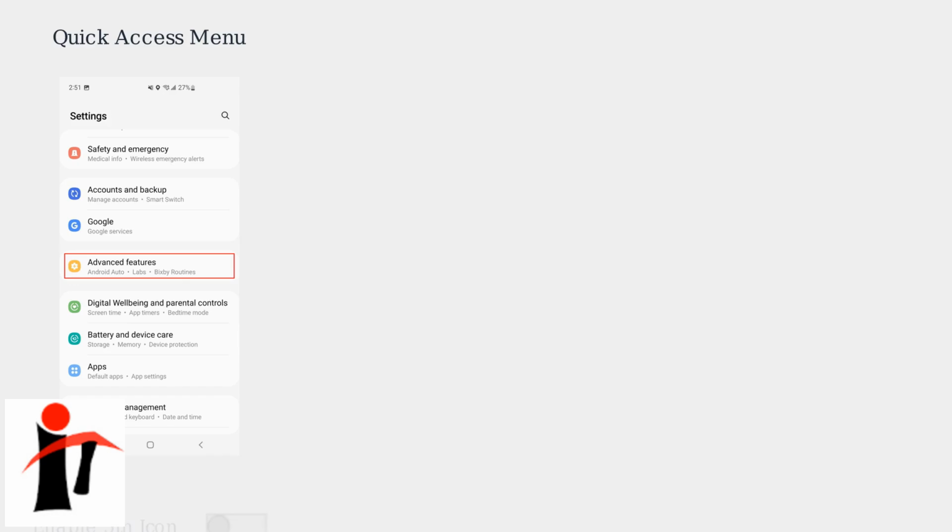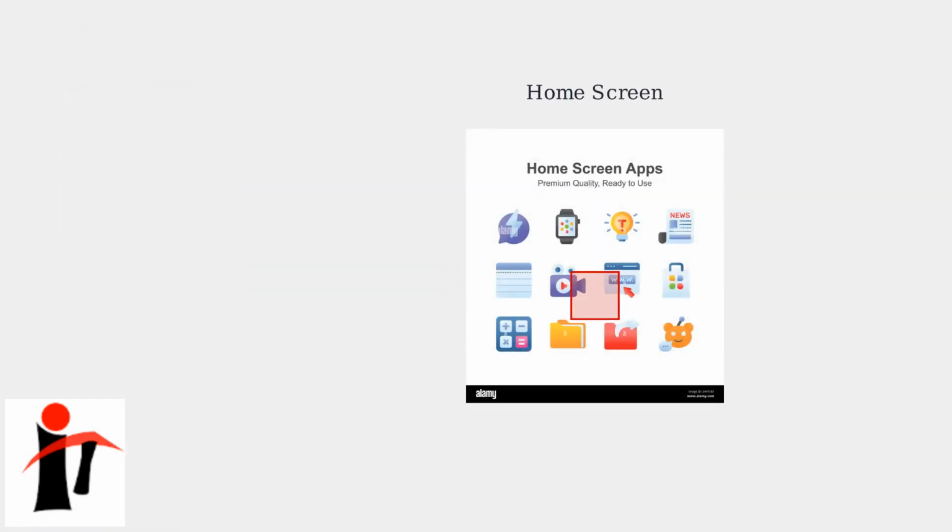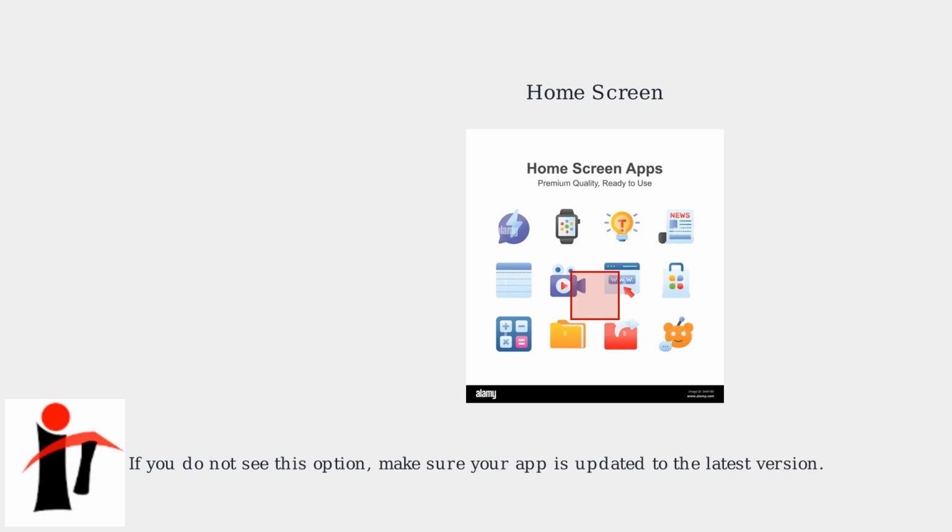Inside the Quick Access menu, look for the Enable Fifth icon toggle. Switch this toggle to the On position. Once enabled, you'll see a new empty slot appear on your home screen where you can add your desired icon. If you do not see this option, make sure your app is updated to the latest version.